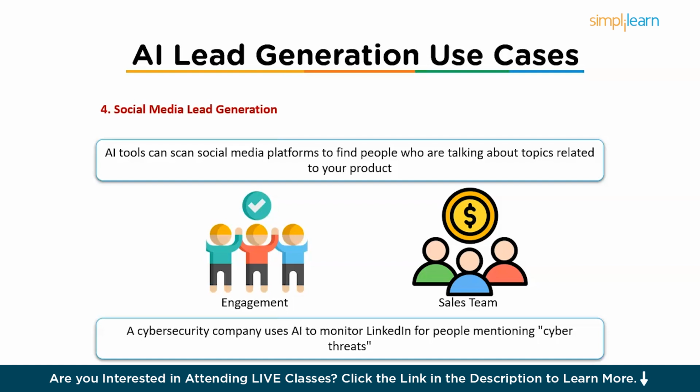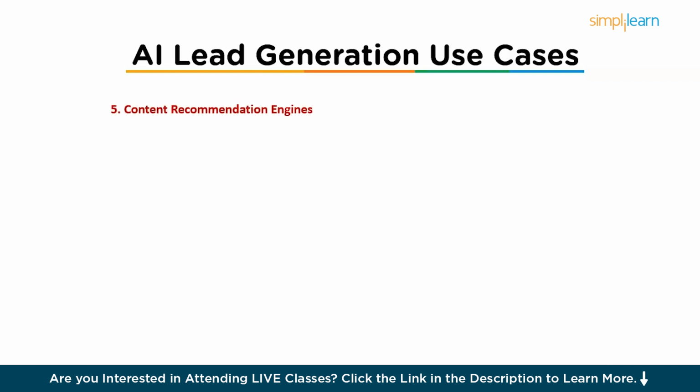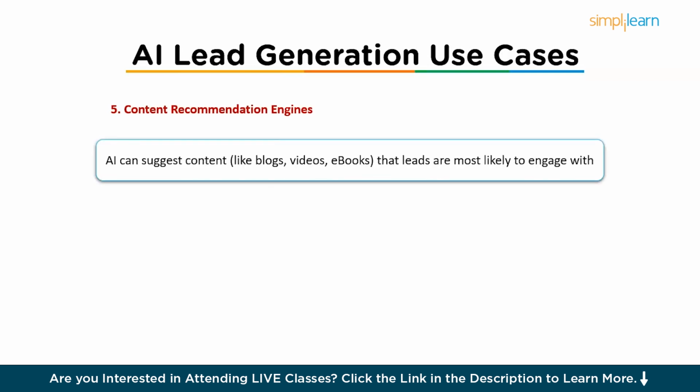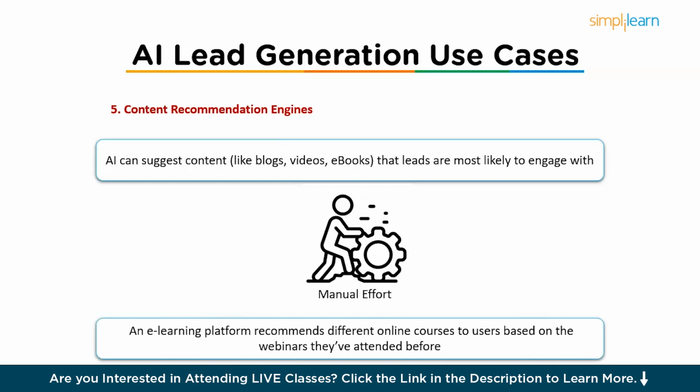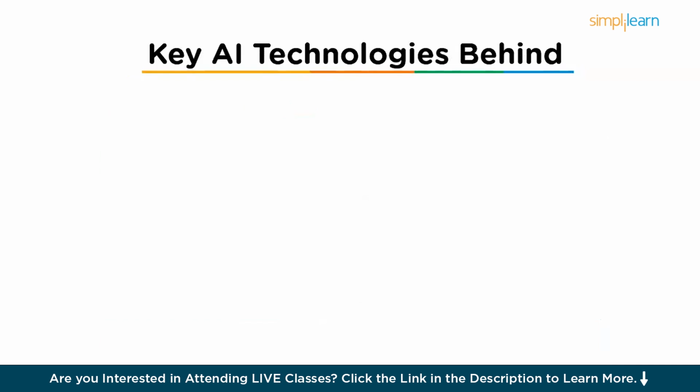Now, moving on to the fifth one, we have content recommendation engines. AI can suggest content like blogs, videos, and ebooks that leads are most likely to engage with, nurturing them without the manual effort. For example, an e-learning platform recommends different online courses to users based on the webinars they have attended before. So let's now move on and see the key AI technologies behind lead generation.